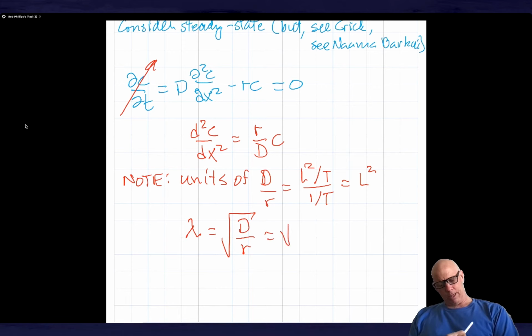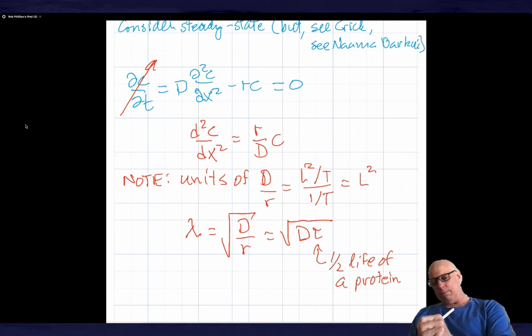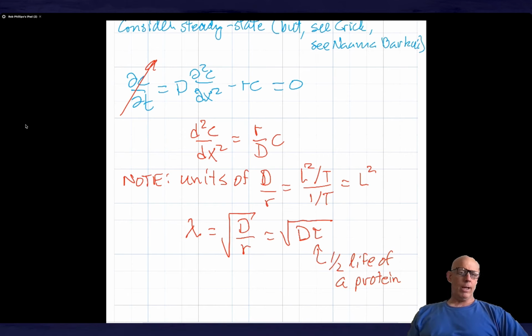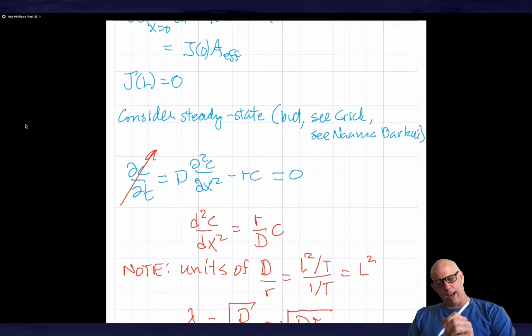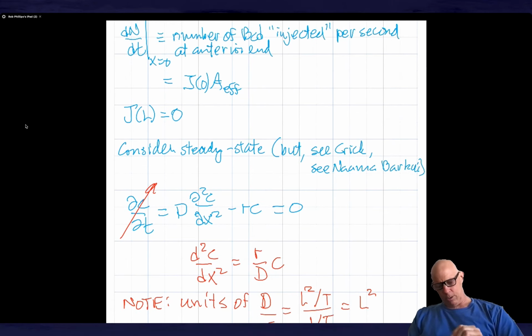Or sometimes I will prefer to write it as D times tau, where tau is, if you like, the half-life of a protein. I'm being a little bit sloppy here intentionally. I'm not going to worry about things like factors of log 2s. I'm just trying to get the essence of what's going on. So what I can tell you is that we can solve this differential equation.